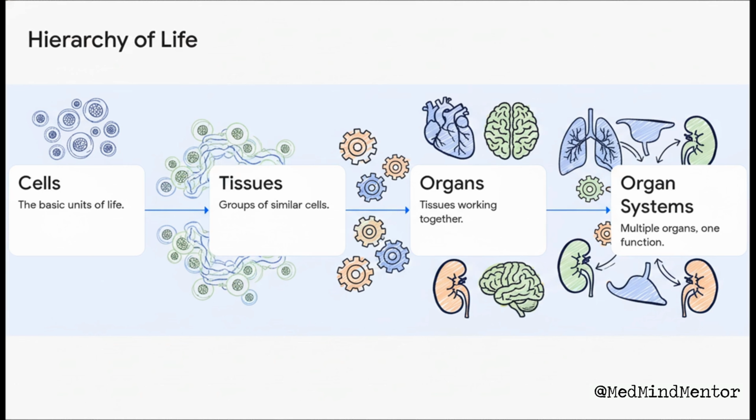Those are like the pre-built sections of a wall. Then you combine those sections to form organs, like the whole wall itself. And finally, all the walls and rooms work together as organ systems to create a complete functioning house. This whole setup creates a really smart division of labor, making the entire organism incredibly efficient.